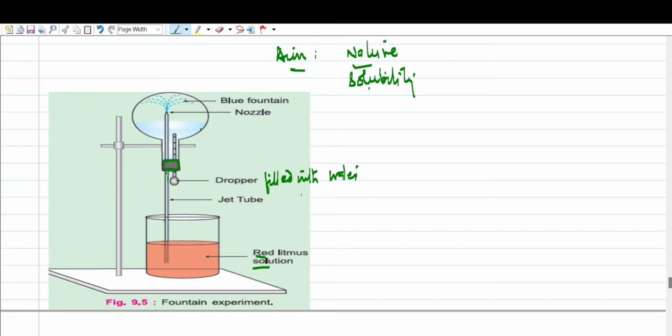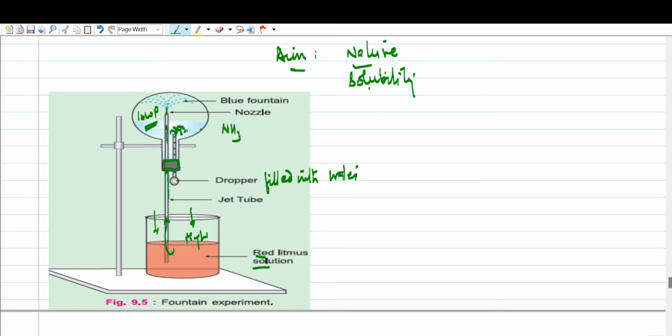Okay, so what we are going to do is press this water dropper. As soon as we press it, this water will come out. The moment water comes out, this water will dissolve ammonia. So ammonia gas will dissolve. As a result, low pressure is created. So inside this round bottom flask is low pressure, and outside you have high pressure. As a result, the red litmus solution will rise up through the capillary.